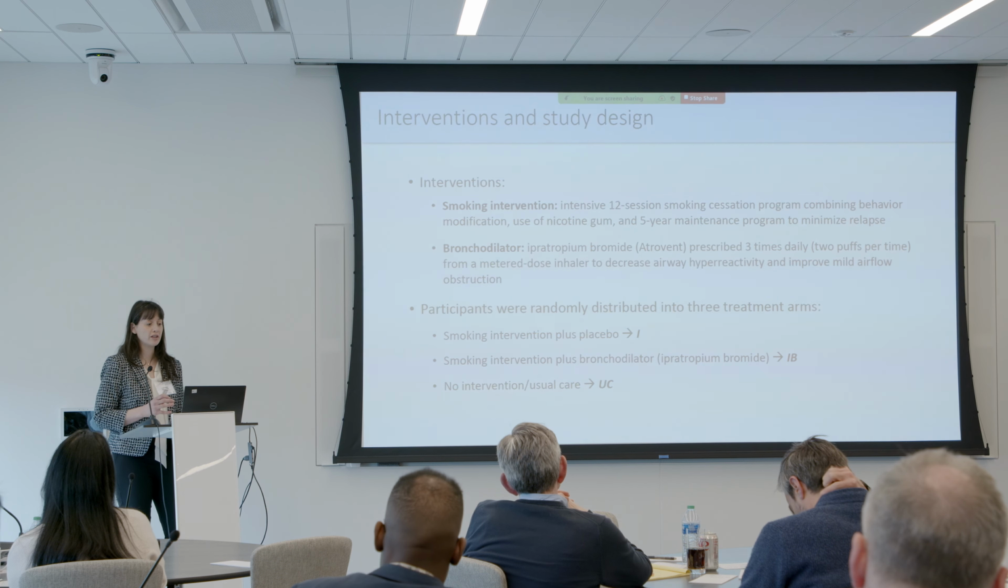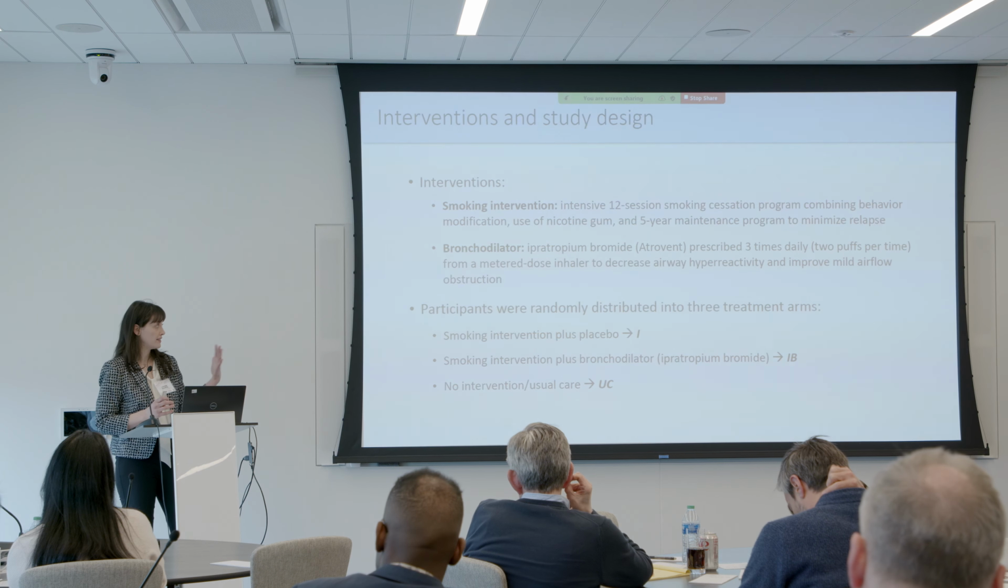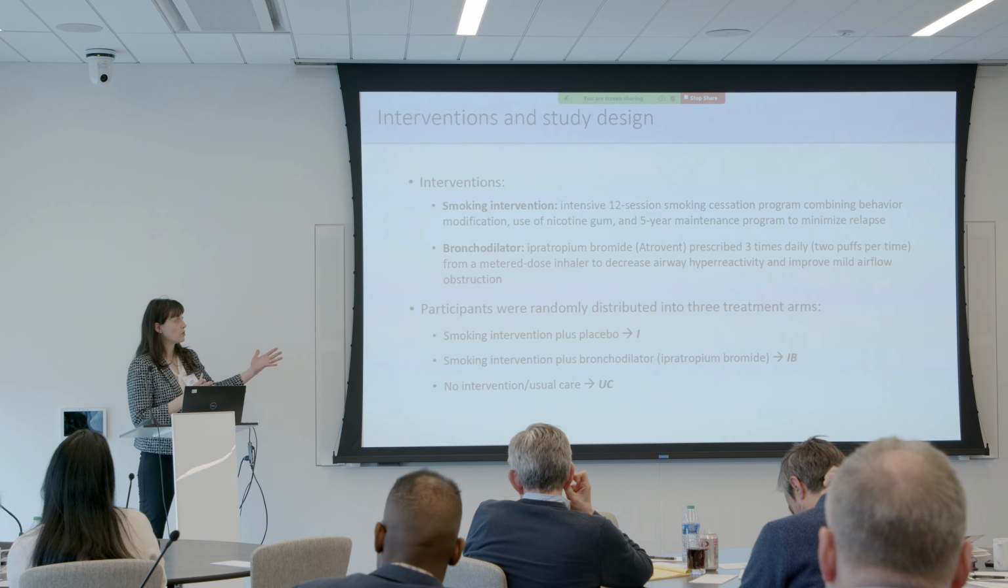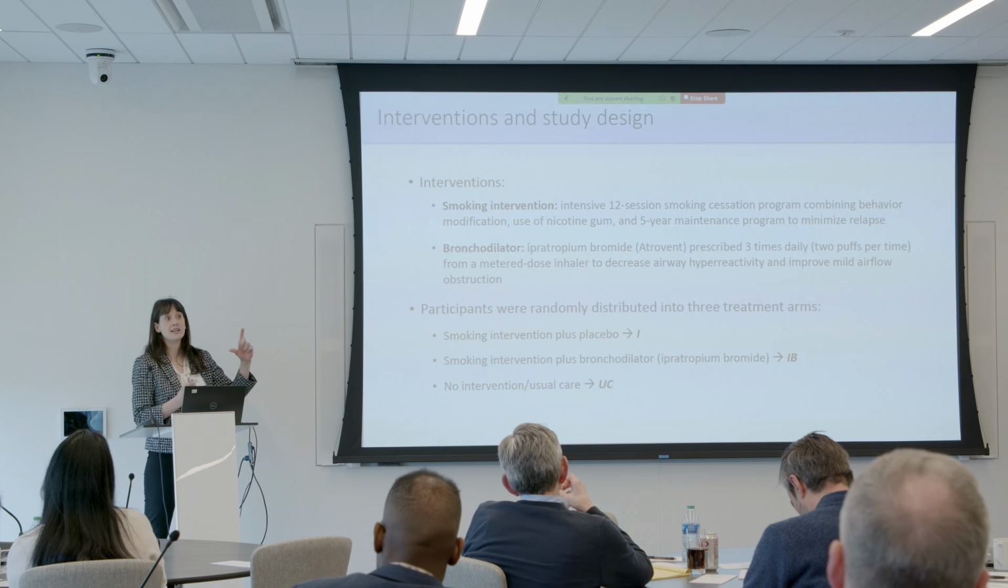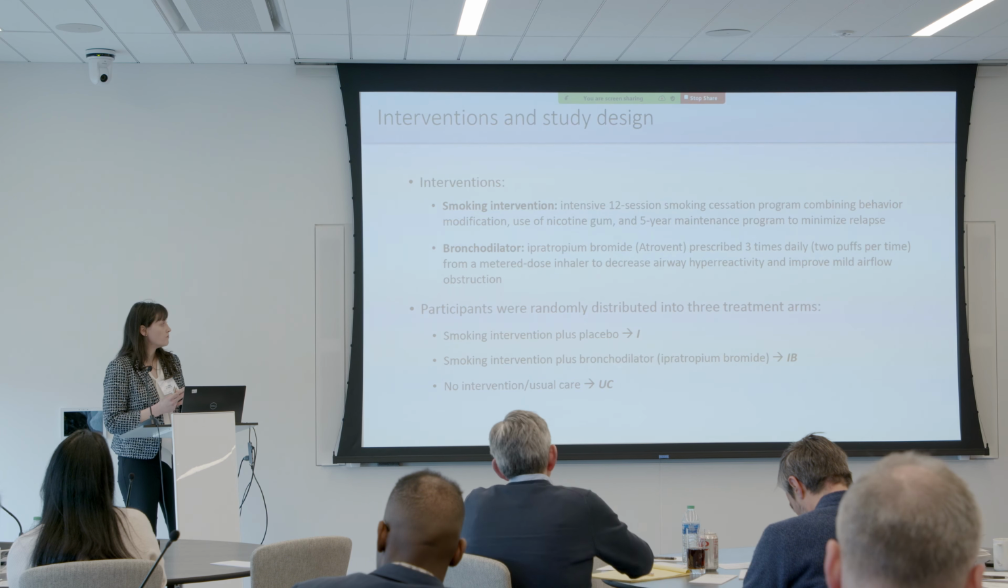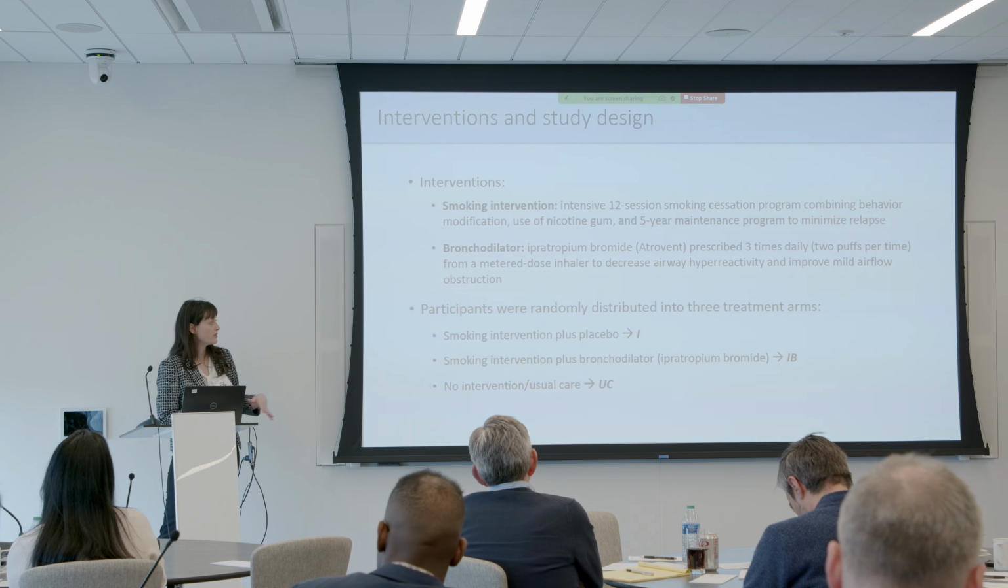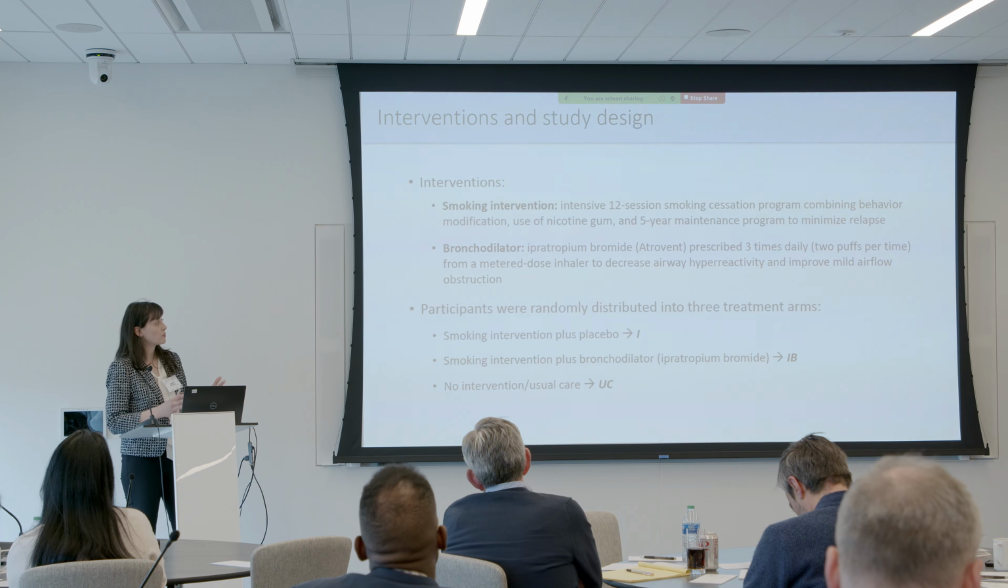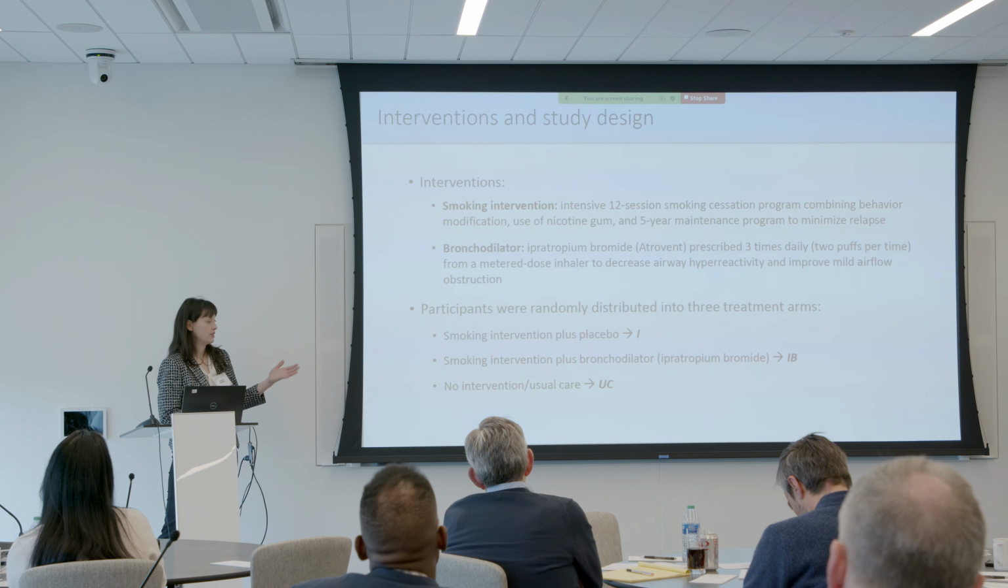The first was a smoking intervention plus placebo. We'll call that the I group. These people received the smoking intervention, but they received an inhaler with no medication, so a placebo inhaler. Then there was the IB group, as we'll call them. They were the smoking intervention plus bronchodilator group, the ipratropium bromide. And then the usual care group, which was just no intervention.